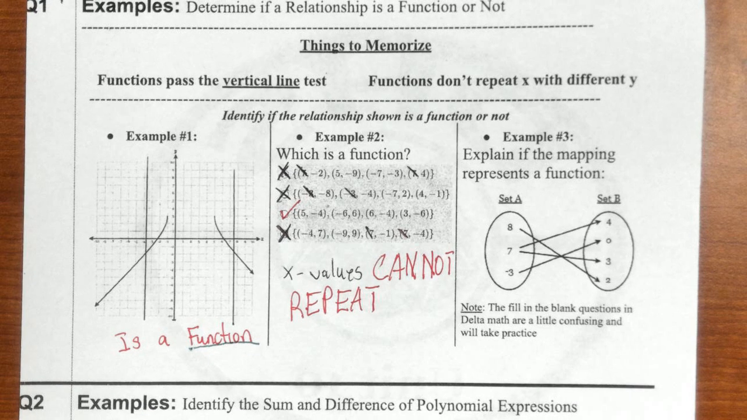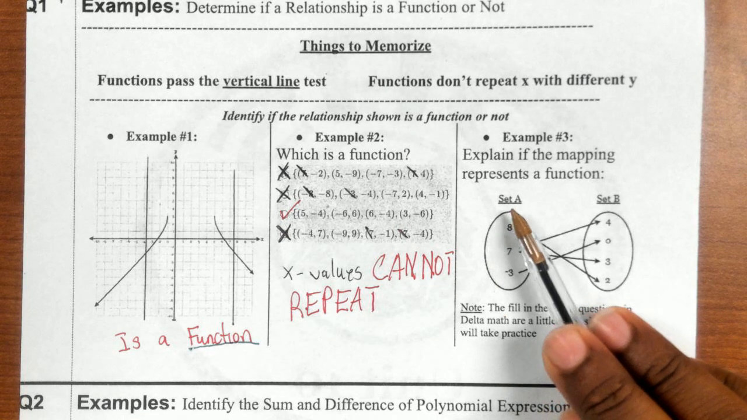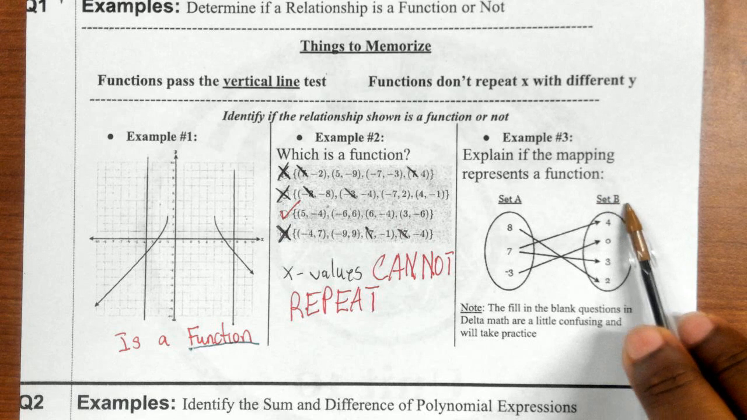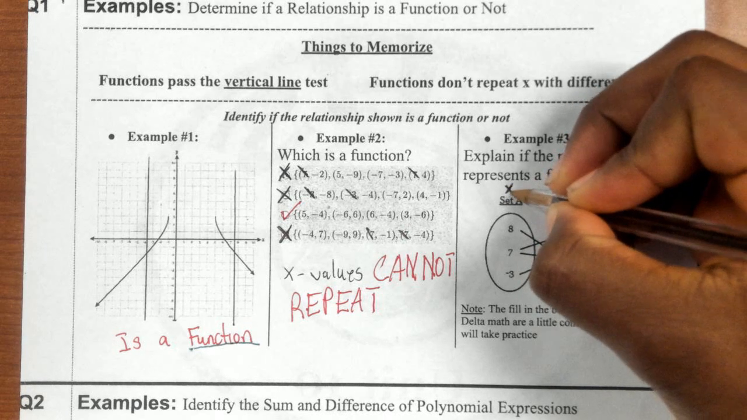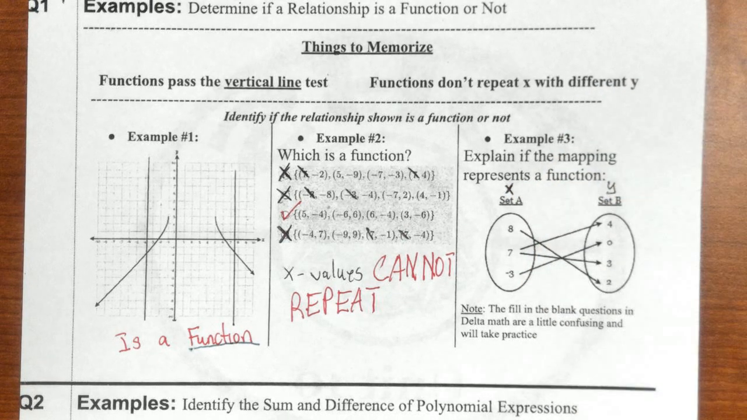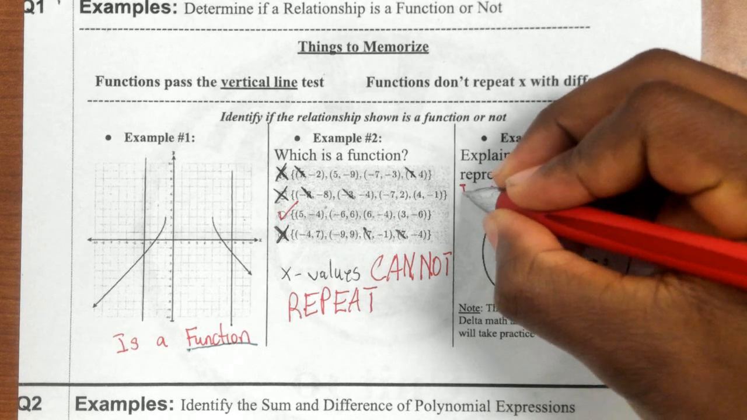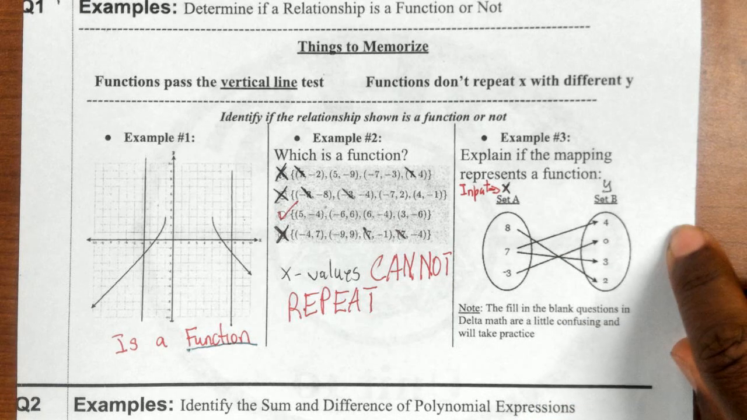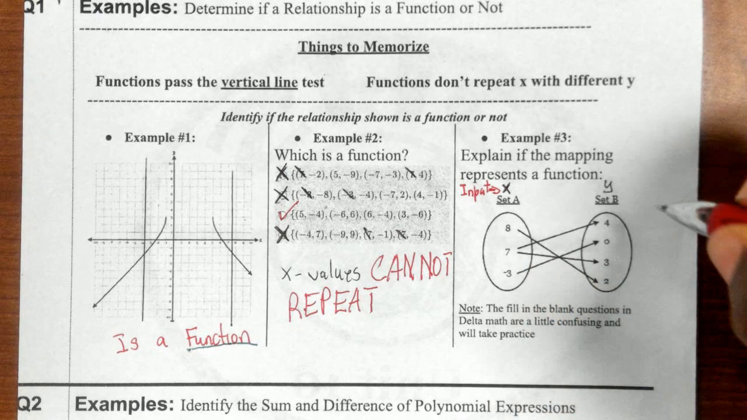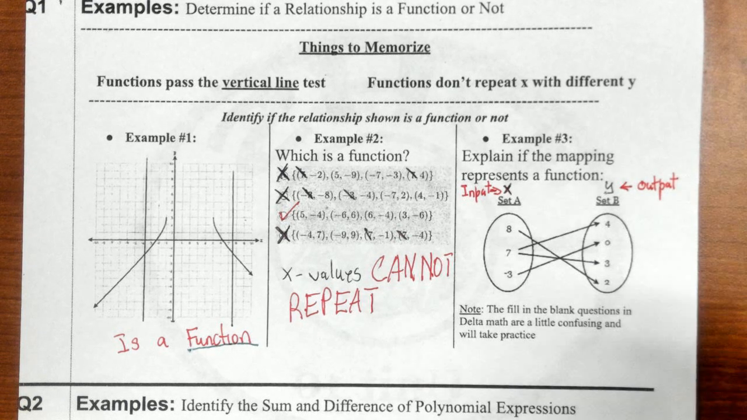For the next one, we're given a mapping. It says, explain if the mapping represents a function. Whenever you see a mapping, it's telling you that set A is correlating to set B in some way. Set A represents my X and set B represents my Y. Set A, or your X, can be considered your input, because that is what you're inputting to evaluate to get your Y. Set B, or your Y value, is your output, because that is your result.